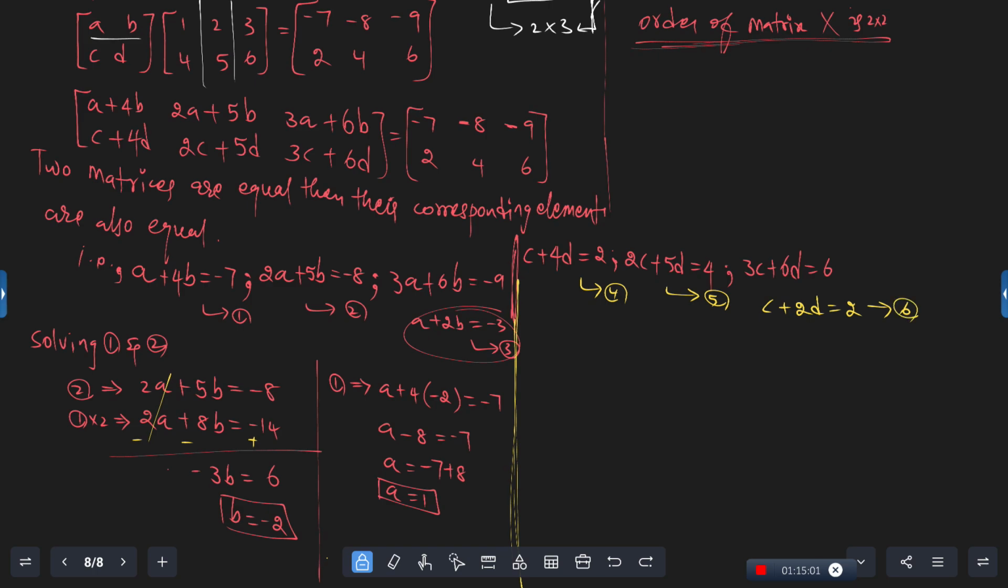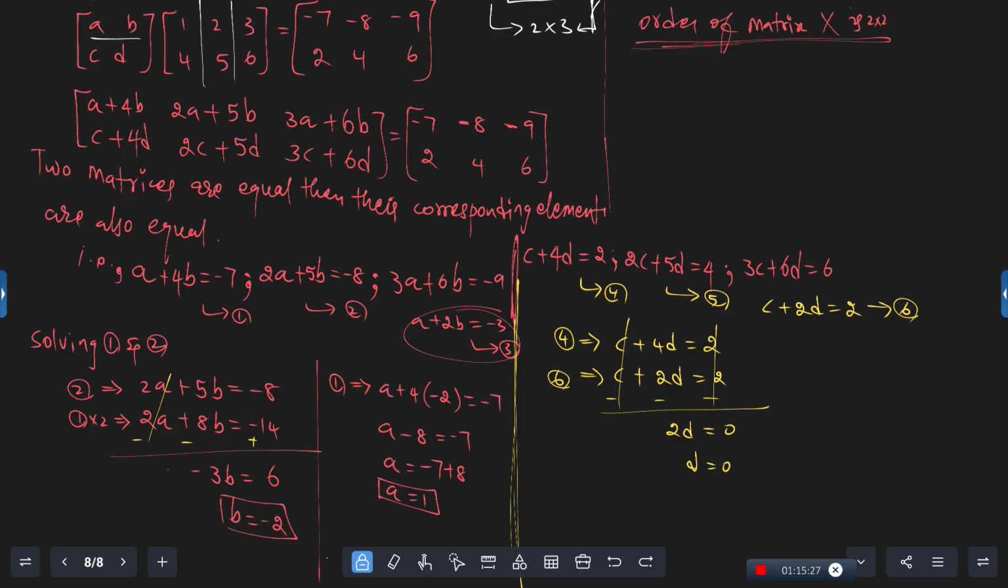Which one will you use? Shall we use 4 and 6? That will be easy, right? 4 and 6. What will you be getting? 4 implies as it is C plus 4 times D is equal to 2. And the 6 implies C plus 2 times D is equal to 2. When you change the opposite sign, C is cancelled, 2 and 2 cancelled. Then here 2 times D is equal to 0.